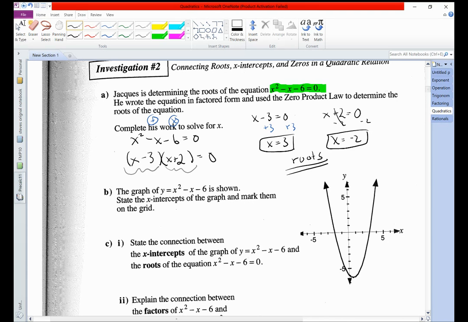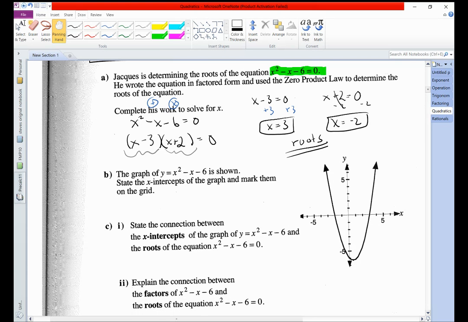And then if we look at B, it says the graph of y is equal to x squared minus x minus 6, which is the same expression or same equation that we had at the top, is shown. State the x-intercepts of the graph and mark them on the grid. So the x-intercepts are going to be where the graph crosses the x-axis. So the x-axis goes all the way across. So where the line crosses is right here and right here.